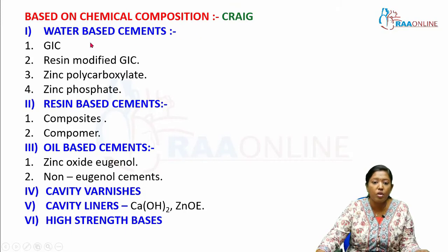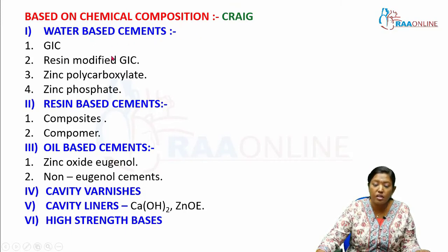Based upon the chemical composition, you have your water-based cements, nothing but your GIC, your resin modified GIC, then your zinc polycarboxylate cement, then your zinc phosphate cement. Then you have your resin-based cements, your composites, your compomer. Compomer, as I already told you, is a mixture of your composite and your glass ionomer cement. Oil-based cements is nothing but your zinc oxide eugenol. Eugenol is nothing but your clove oil.